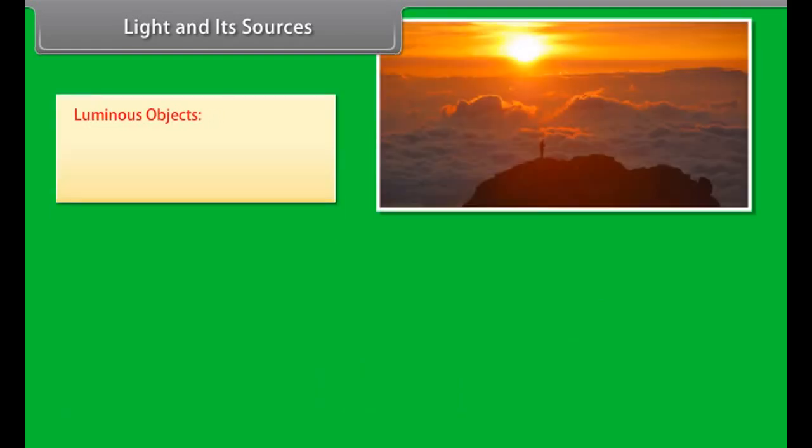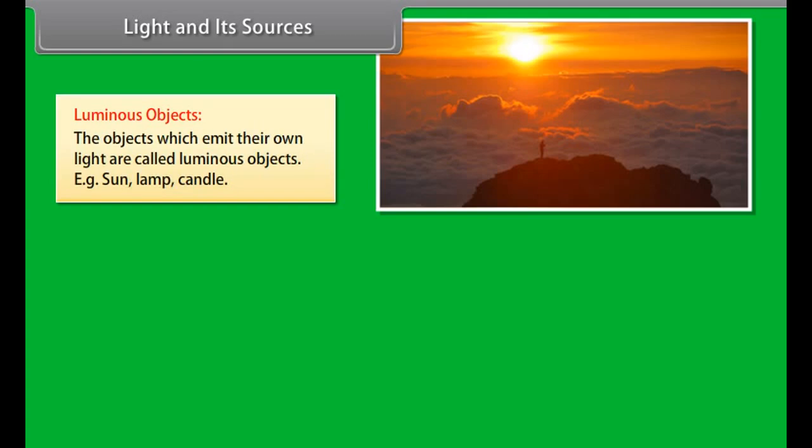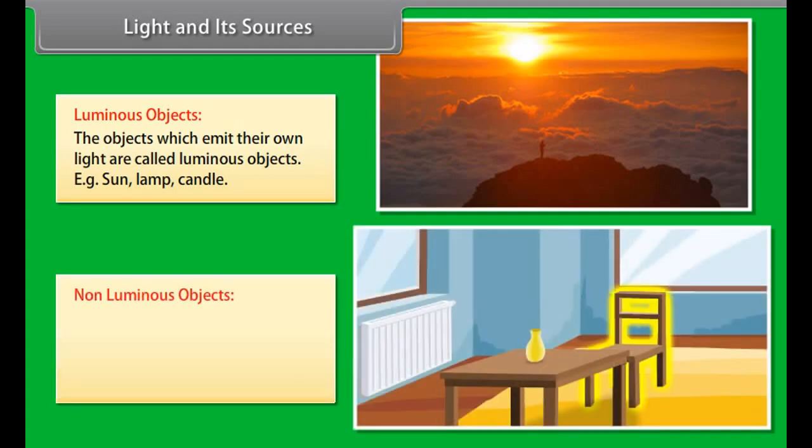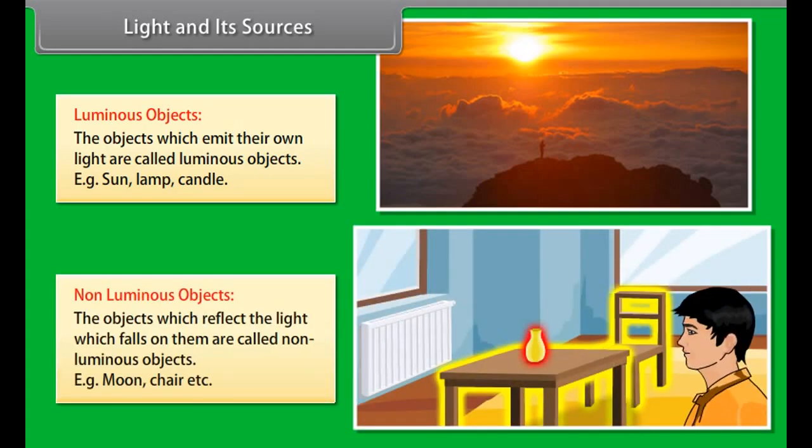Luminous objects. The objects which emit their own light are called luminous objects. Example: sun, lamp, candle. Non-luminous objects. The objects which reflect the light which falls on them are called non-luminous objects. Example: moon, chair, etc.